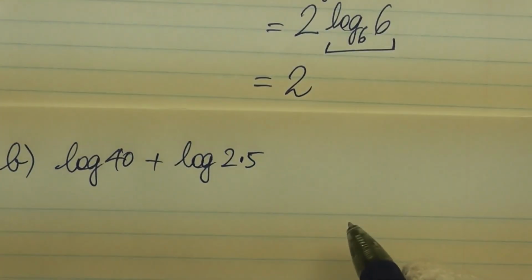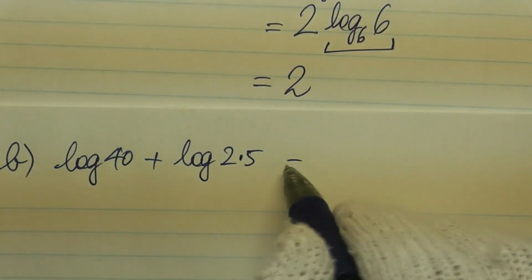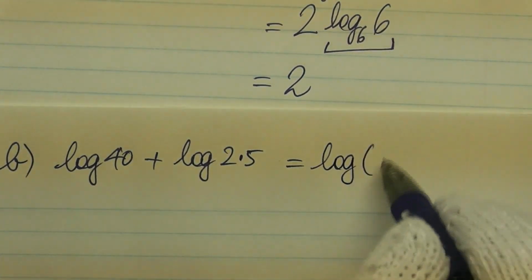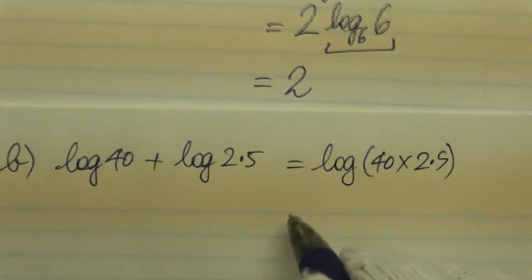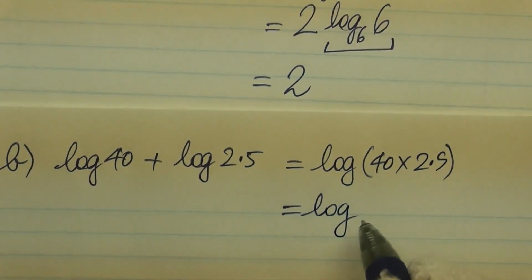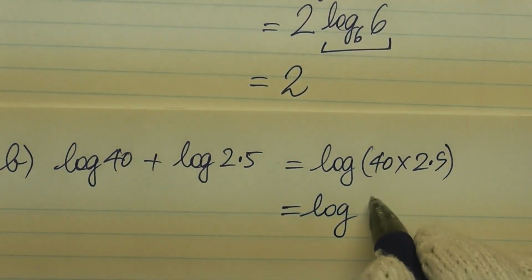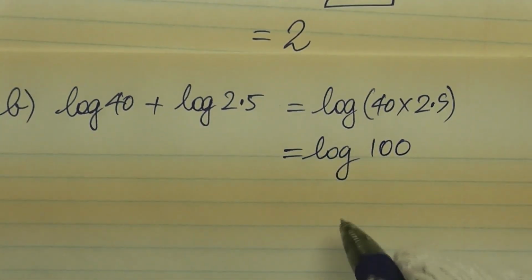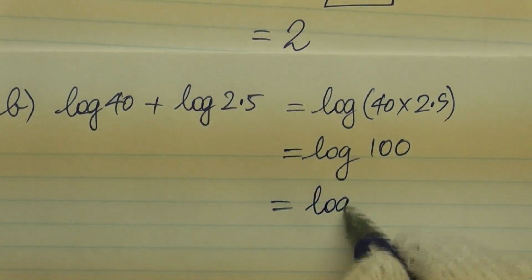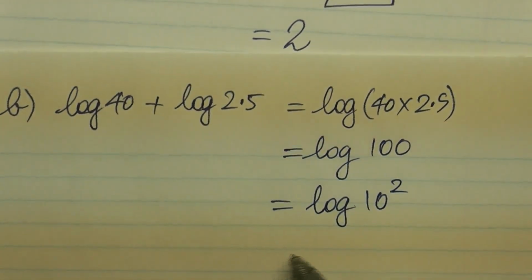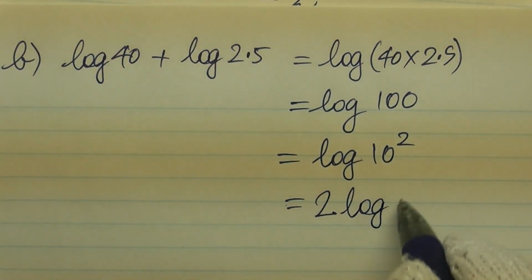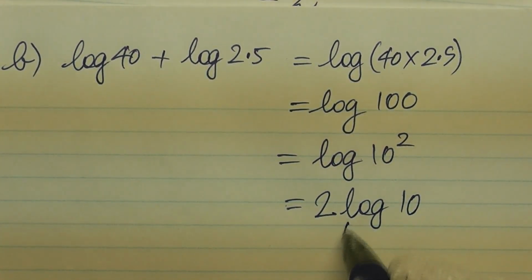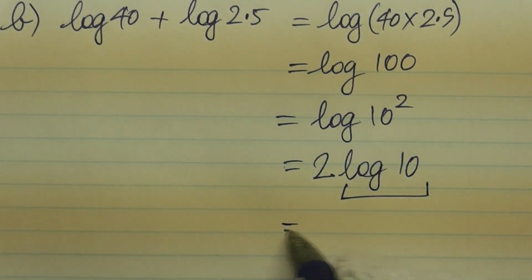So the next one is log 40 plus log 2.5. That's the same as log of 40 times 2.5, which is the same as log of 100. But 100 is nothing but 10 squared. 2 comes down, and you've got common log of 10, which is just 1.